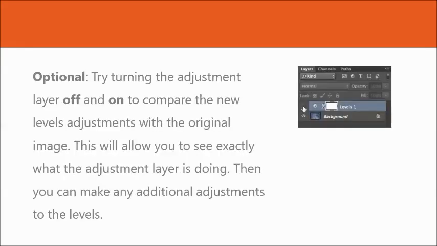It is also optional to try turning the adjustment layer off and on to compare the new levels adjustments with the original image. This will allow you to see exactly what the adjustment layer is doing. Then you can make any additional adjustments to the levels.